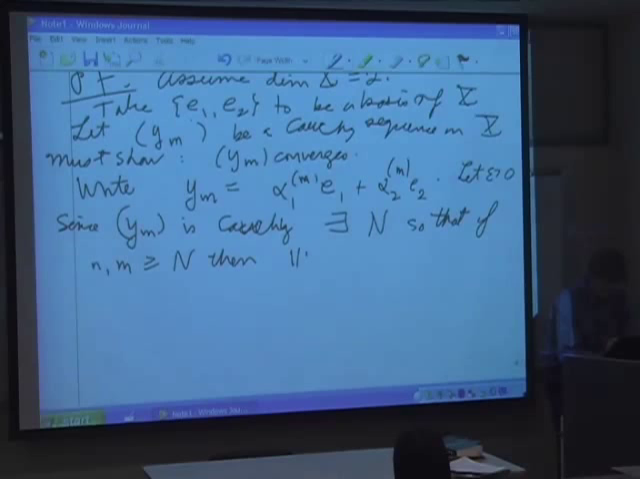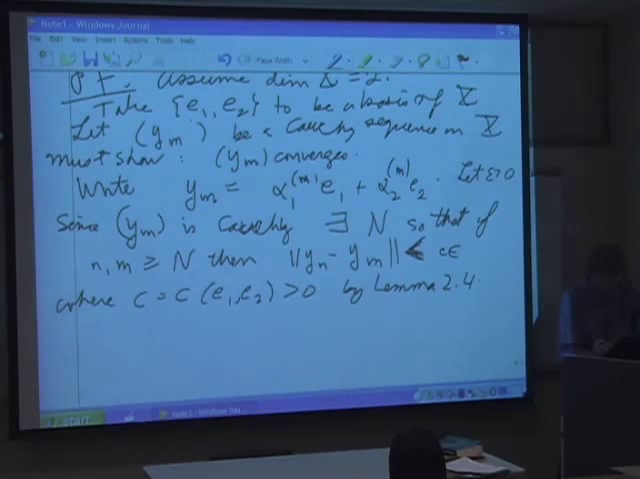Then the norm of y_n minus y_m is less than, what I'm going to do is make it even smaller. C was a small number, presumably, in lemma 2.4.1, so less than C epsilon. And that's going to make a whole lot of difference. Less than C epsilon, where C equals C sub e1, e2, is greater than 0 by lemma 2.4.1.